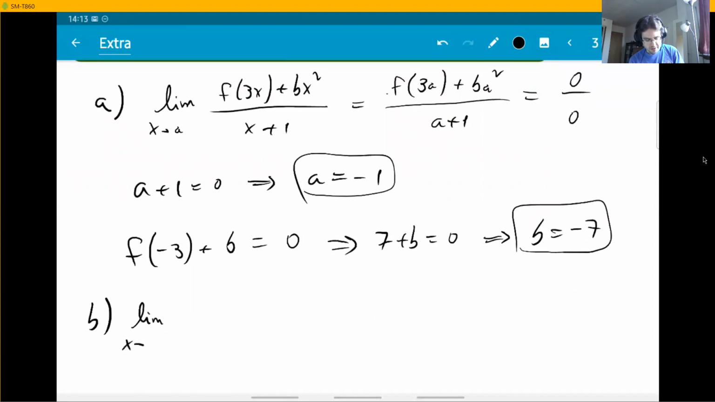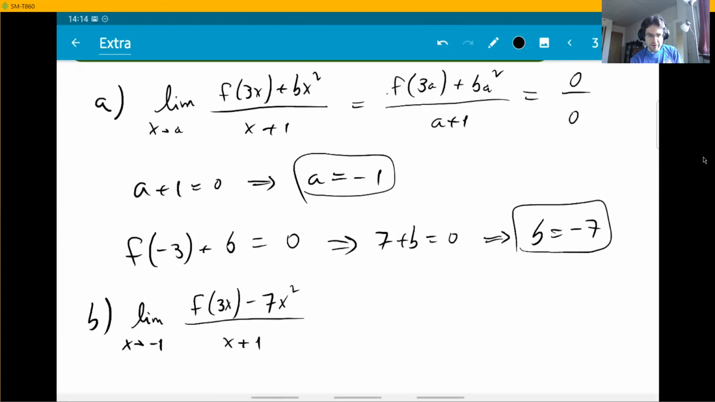Okay, so we have x is going to -1. Now here's the thing. I'm not going to replace f of 3x with the value 7. I'm not going to do that, because x is the variable in the limit. Before plugging in, I'm trying to compute the limit. I'm not going to plug in x equals -1 yet. So you see what I mean here. f of 3x, minus 7 for b, x squared, and the denominator was x plus 1. This is the limit that we have.